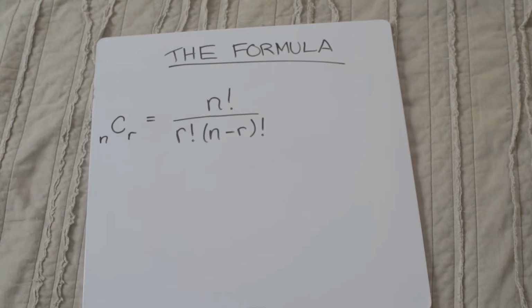The combination formula is nCr, or n choose r, and this equals n factorial divided by r factorial times n minus r factorial. And we can sub our numbers into this formula to get our answers.